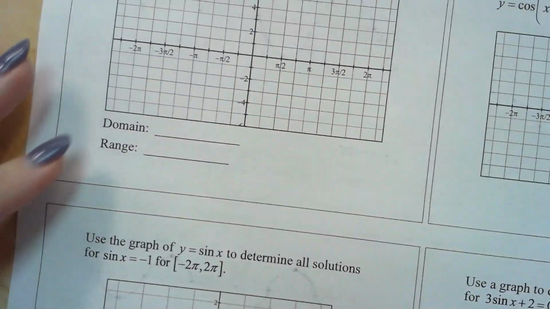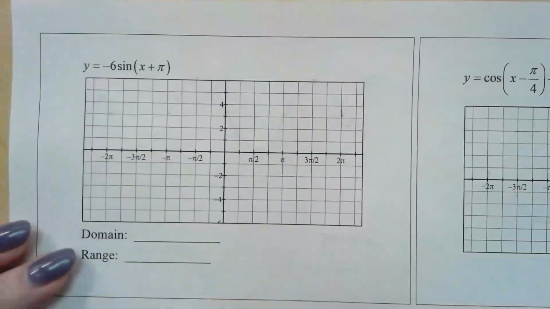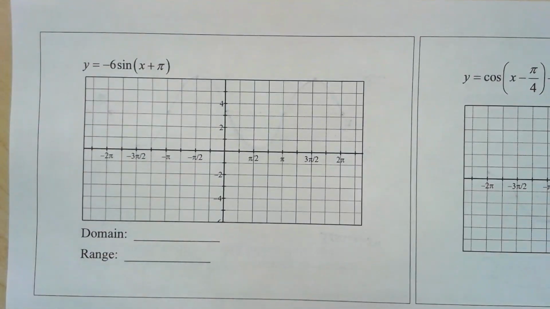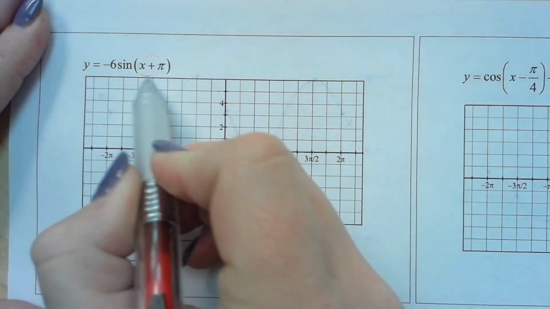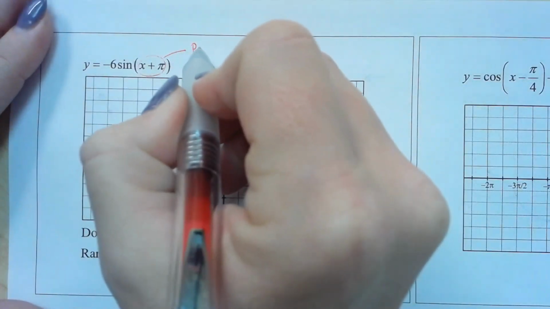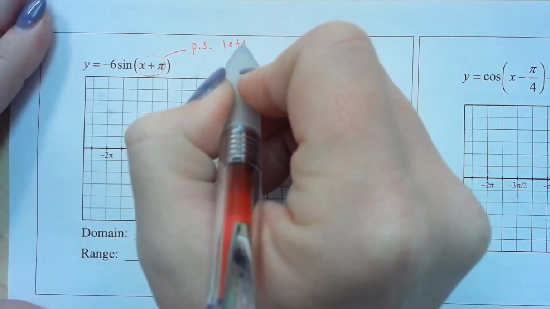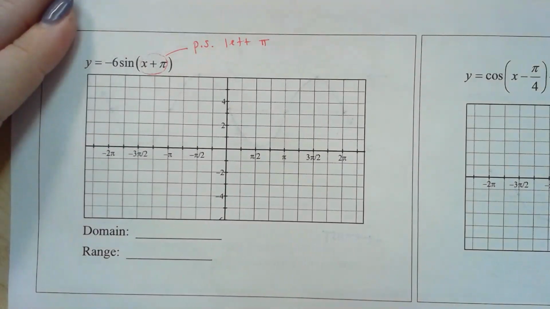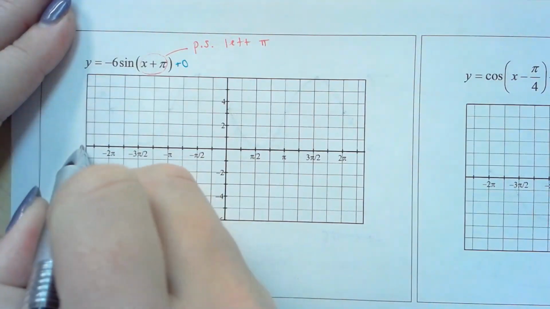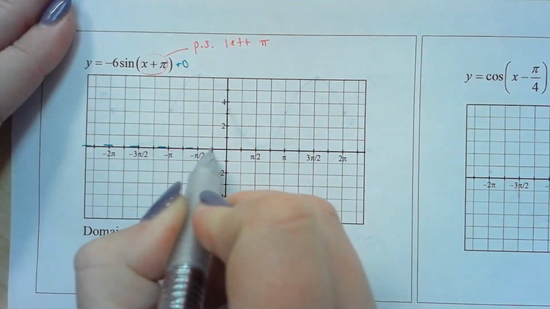All right, let's take a look at the next one. So we have y equals -6 times the sine of x plus pi. Look at that on the inside. So we're going to have a phase shift, and it's going to go to the left pi, right? We knew that. We've been doing that since Algebra 2, right? When it says x plus pi, we actually subtract pi. Let's see, our vertical shift, or our midline, is at 0. We can draw that in.